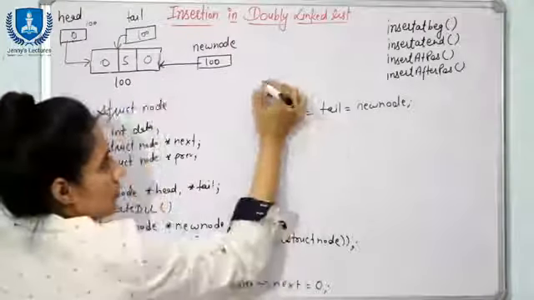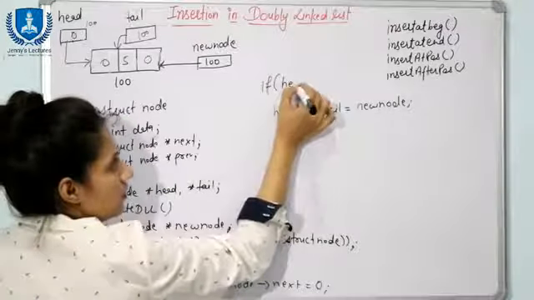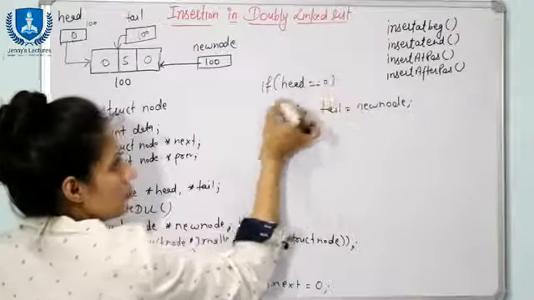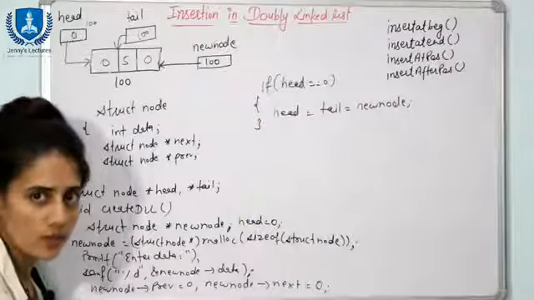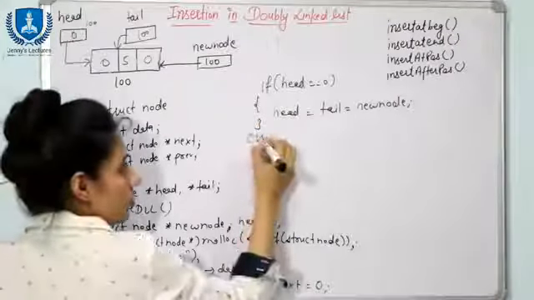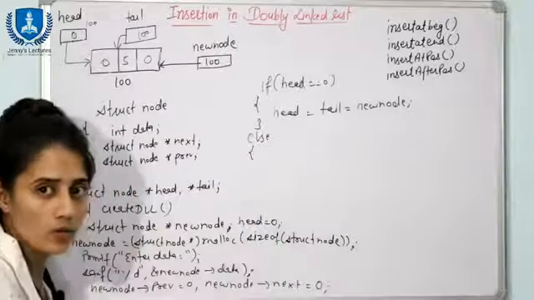So before writing this, you will write an if condition: if head is equal to 0, only in that case will you write this thing. That is fine. But if head is not 0, then in the else part what will you do?